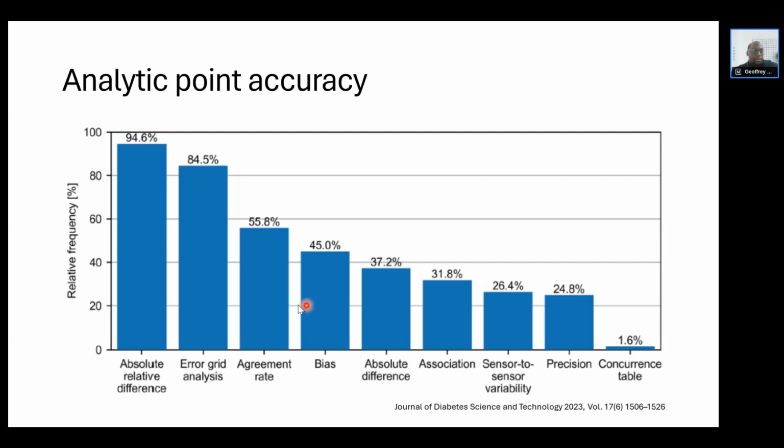Most studies report what is described as your mean absolute relative difference. But there are people who prefer error grid analysis, those who prefer agreement rate, those who prefer reporting biases or plotting Bland-Altman plots. So we need consensus in terms of which is the best way of assessing analytical point accuracy, because this is important, especially when you're using a CGM to alter your insulin dose or the frequency of your insulin dose or any subsequent management.